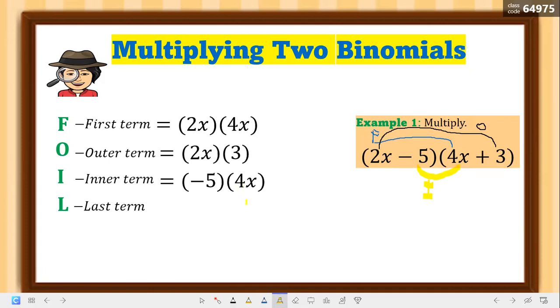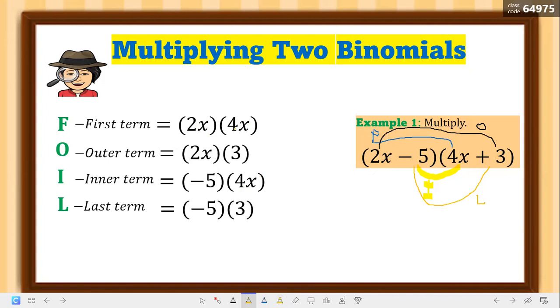Asan yung last term? Negative 5 and 3 po. Okay, very good. That is correct. We have this. Last term, ibig sabihin niyan yung huli. Yung huli dito sa binomial mo, tsaka ito. That is the L. Okay, kaya negative 5 times 3. And then, isimplify na natin using the law of exponents.